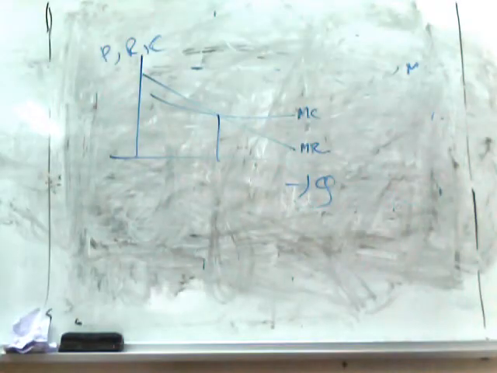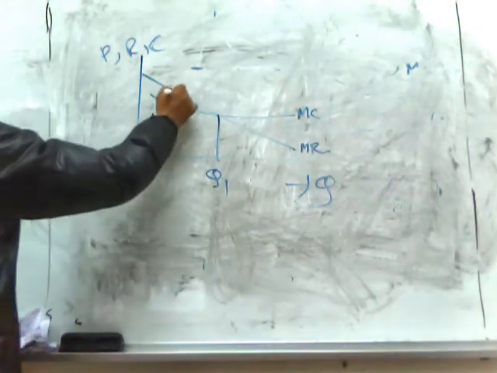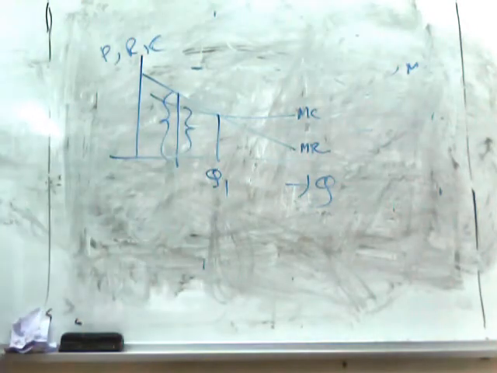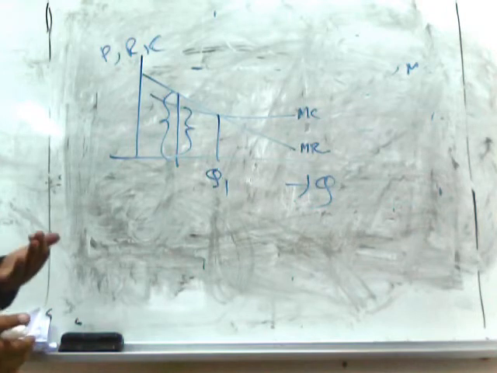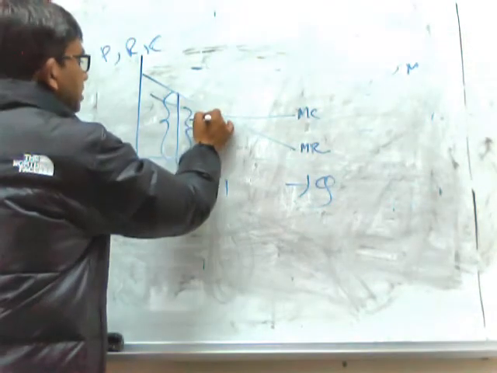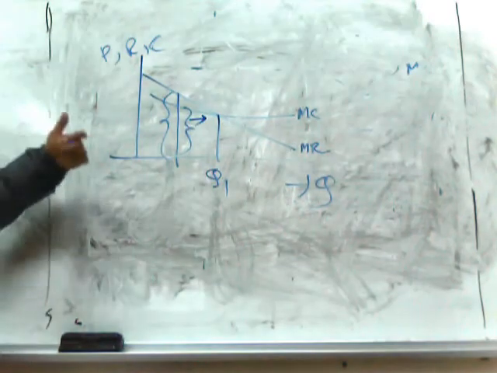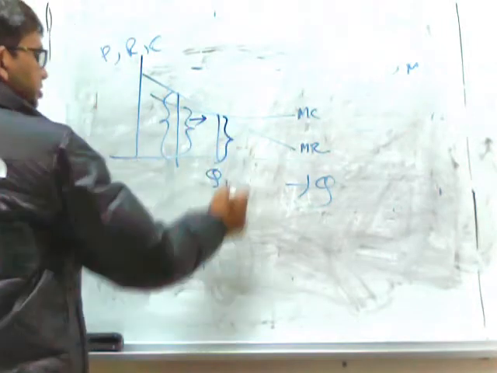So if output level is less than OQ1, what we will see is that marginal revenue is greater than marginal cost. That means the revenue earned by selling one additional unit is more than the amount spent on producing one additional unit. So definitely it will increase the production. And as the production increases, the gap between these two will narrow down. Whenever we reach here, the adjustment will stop.